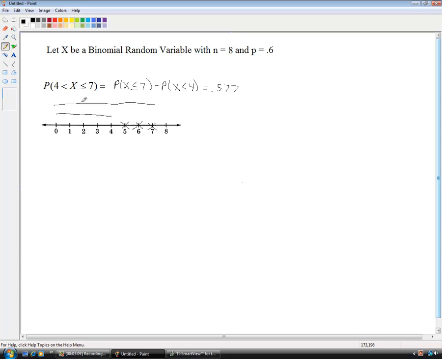Now, you can have these where both of them are less than, or they're both less than or equal to. Just make sure you identify where they are on the number line and make sure that whatever you do, you get your n value to be just the area necessary. So in this case, we did 7 and below minus 4 and below, which left us the numbers 5, 6, and 7.